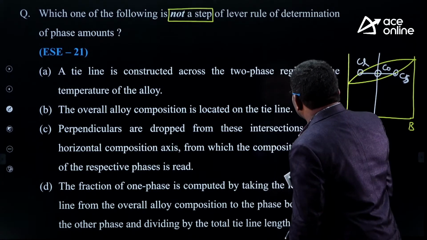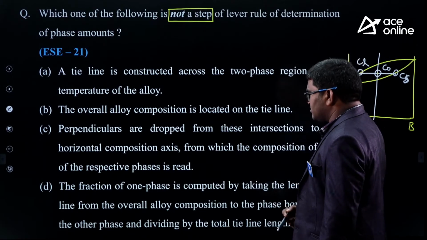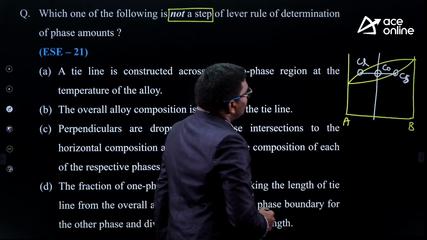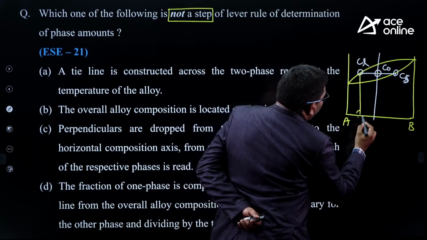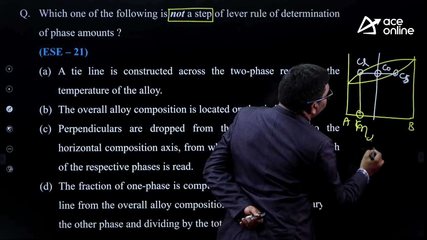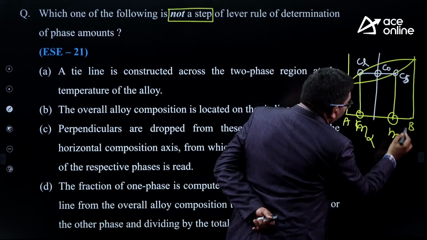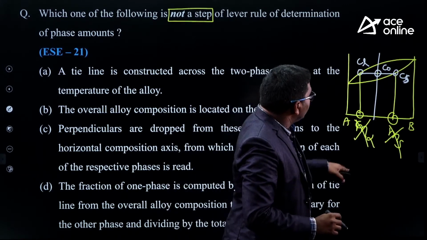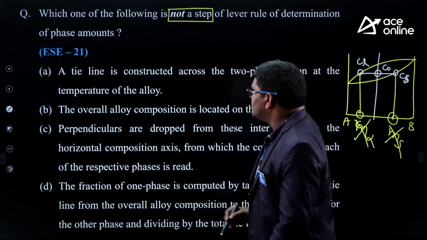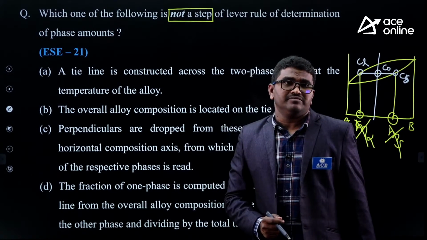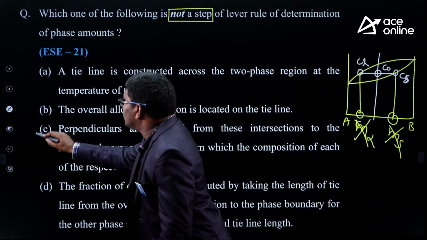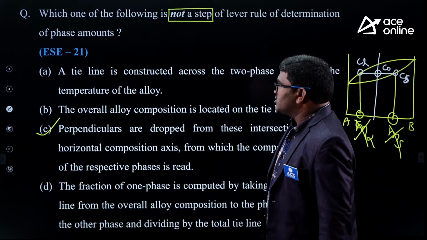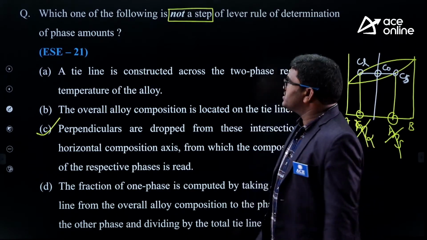Perpendiculars are dropped from these intersections to the horizontal compositional axis, from which the composition of each phase is represented. See here, will you get the liquid phase composition here, like mass of liquid? Will you get mass of solid here? No, you will not get mass of liquid and mass of solid by drawing vertical lines. See here, perpendiculars from the tie line. So this is the correct answer because it is not a step. So C is the answer for this question.